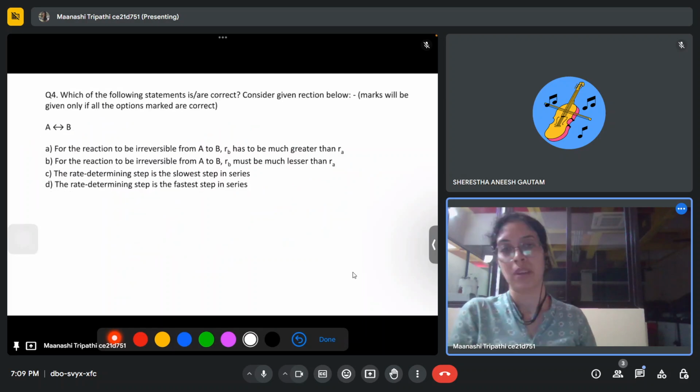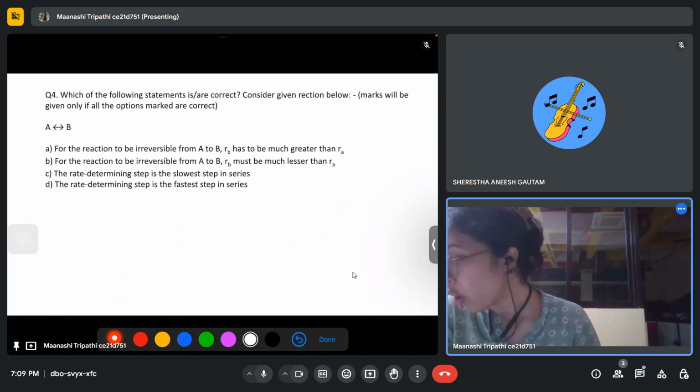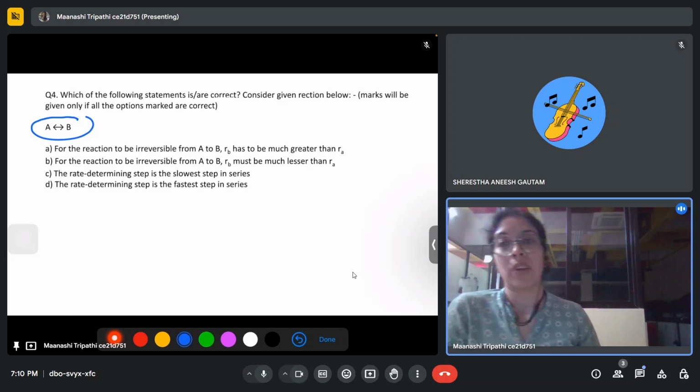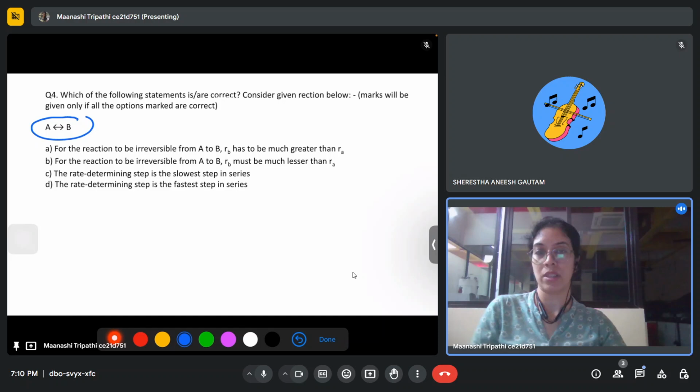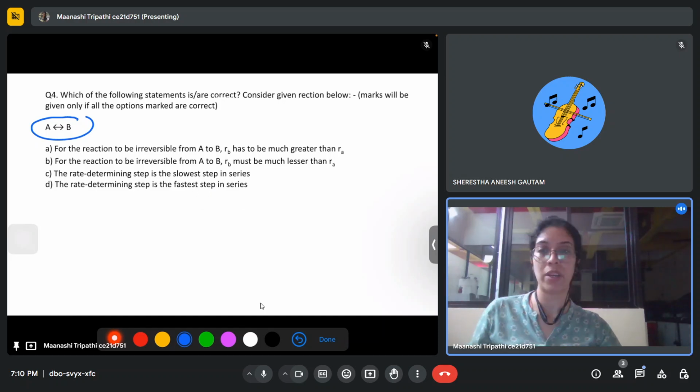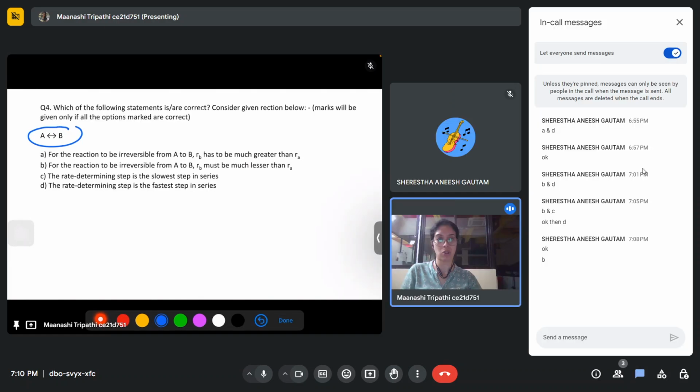Coming to question number 4, which of the following statements are correct? It means more than one statement can be correct. Okay, consider the given reaction below. So this is our reaction. We need to find out the reversible and irreversible reaction. So please try to answer this question. I have given the answer for this question in the text in the introduction part itself. So write the answer for this question. We will see the solution in a while.